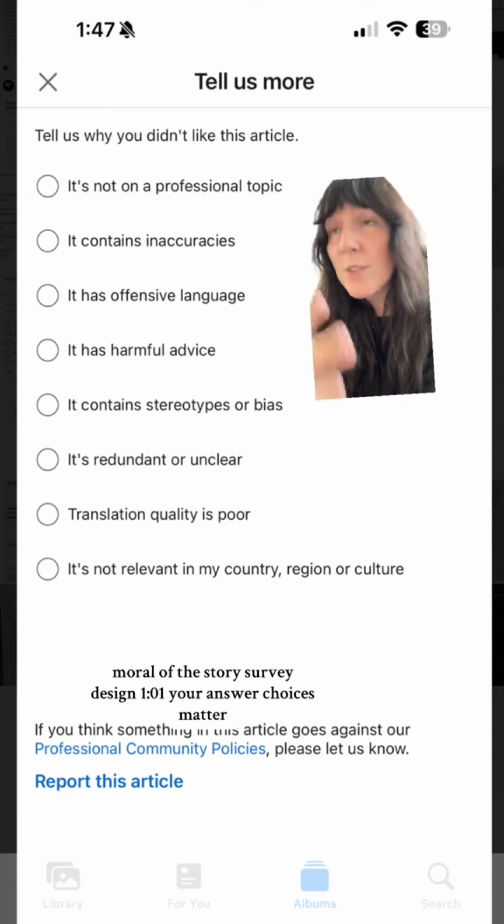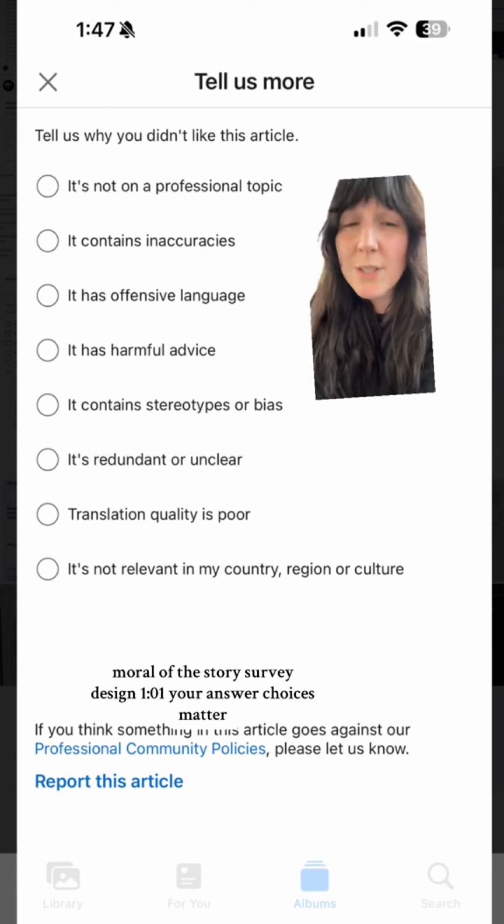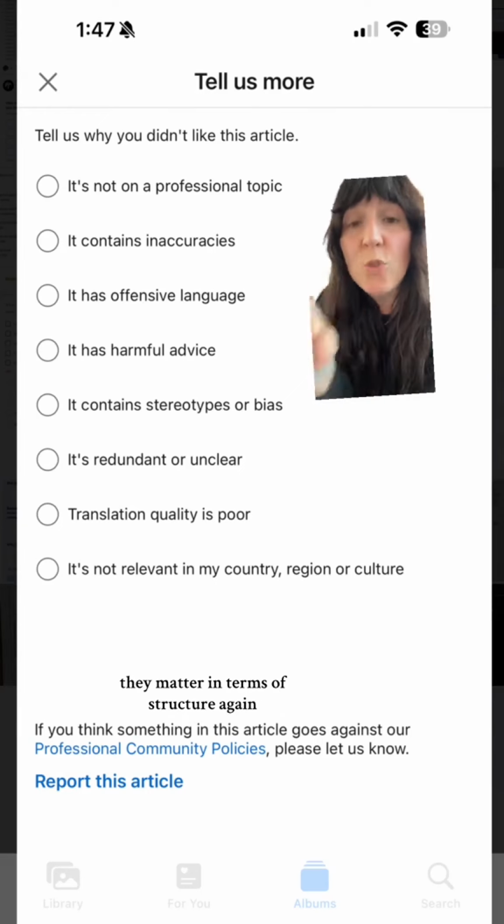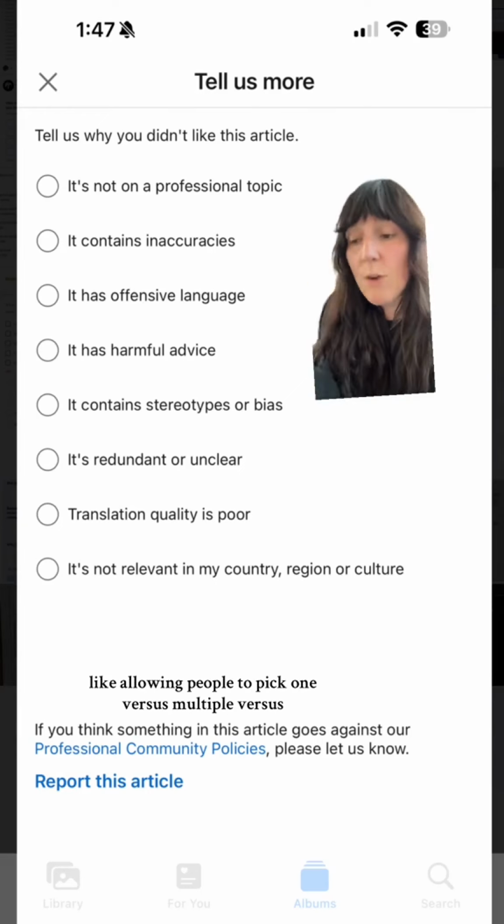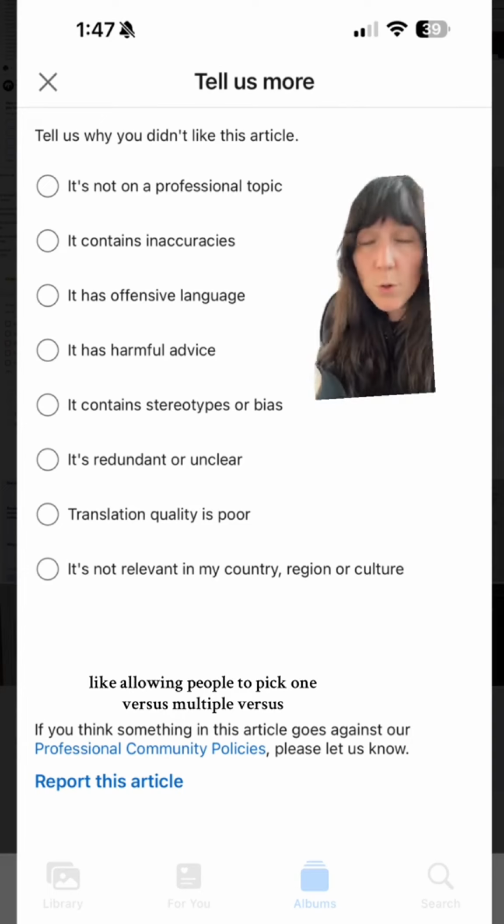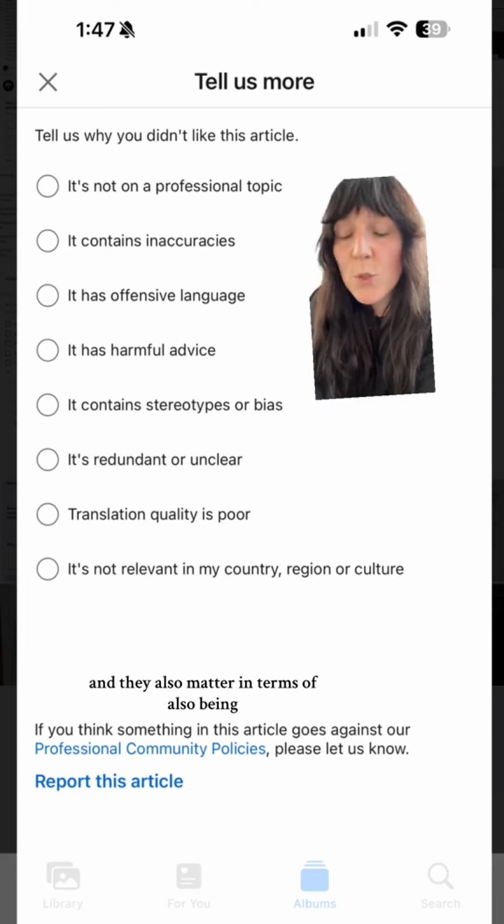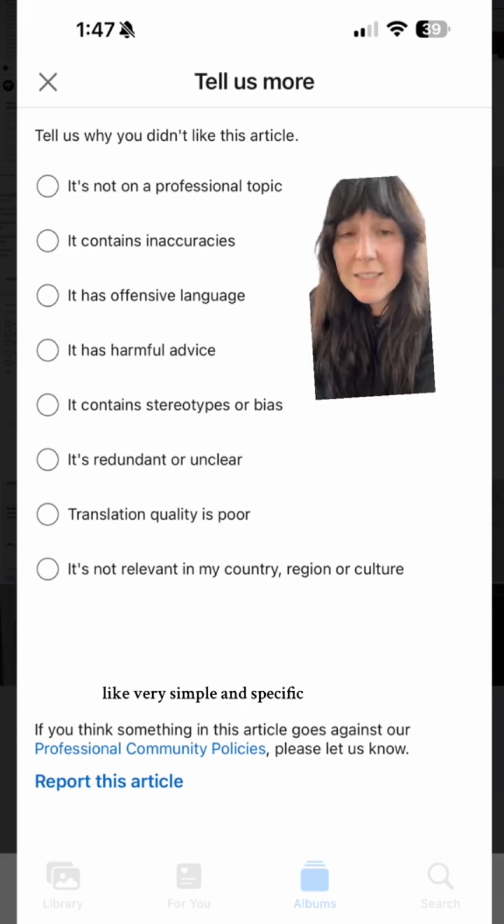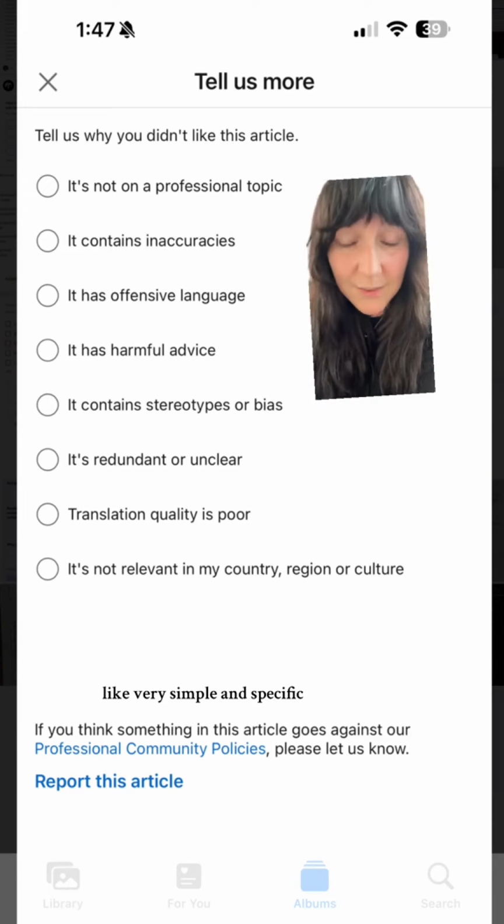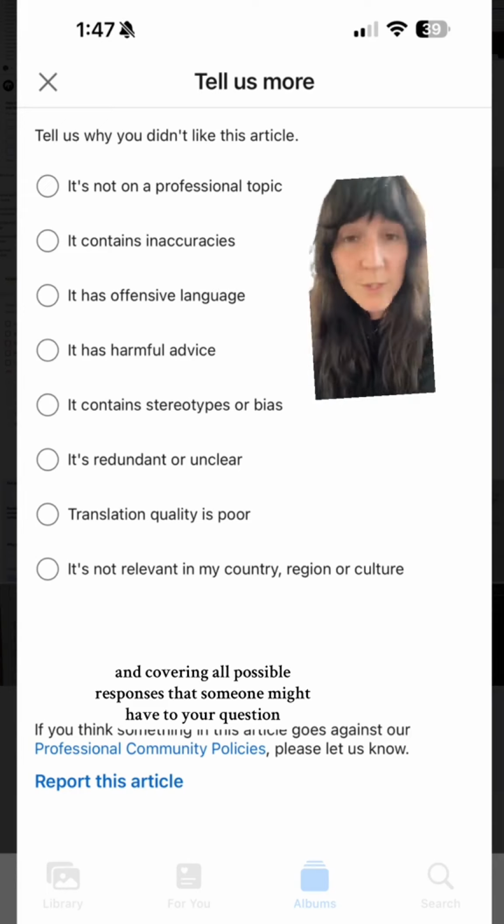Moral of the story, Survey Design 101, your answer choices matter. They matter in terms of structure, again, allowing people to pick one versus multiple versus a rating system. And they also matter in terms of being very simple and specific and covering all possible responses that someone might have to your question.